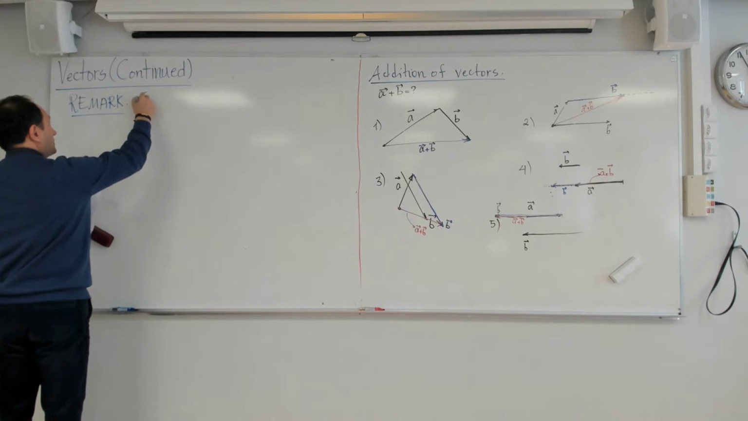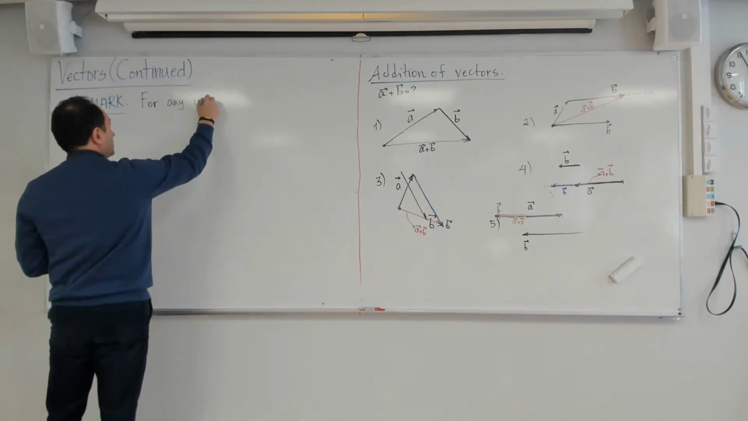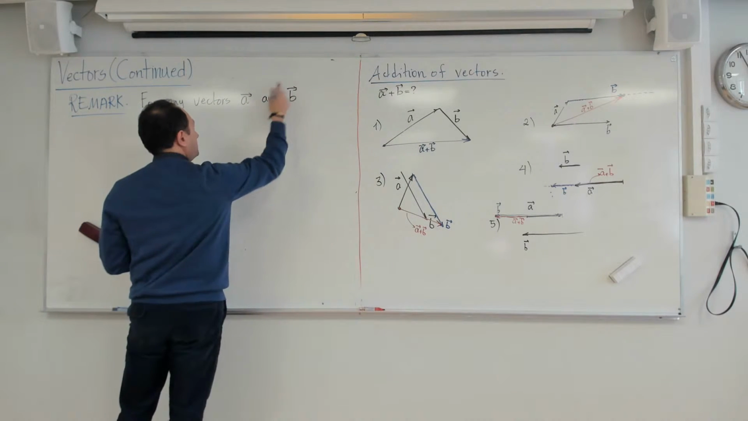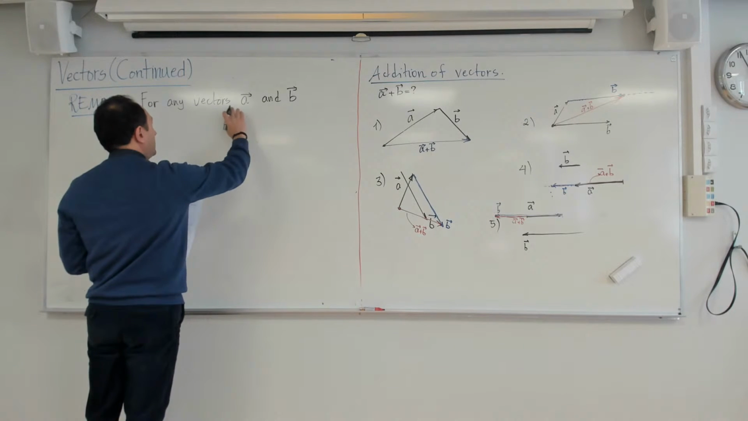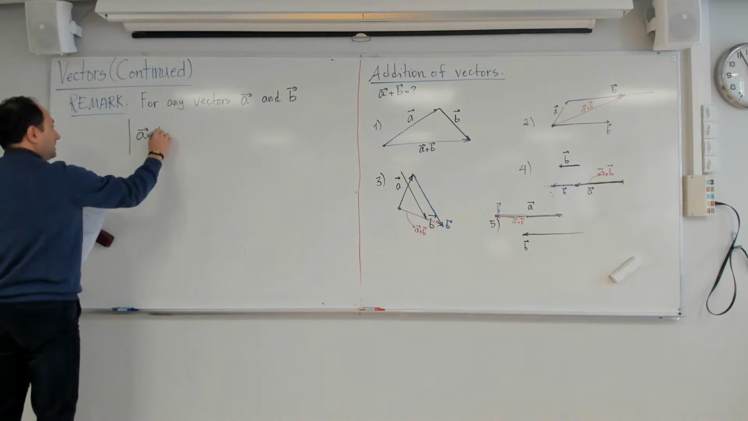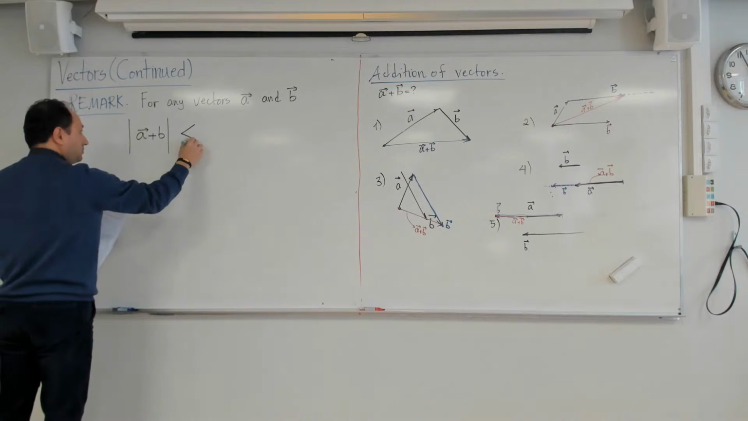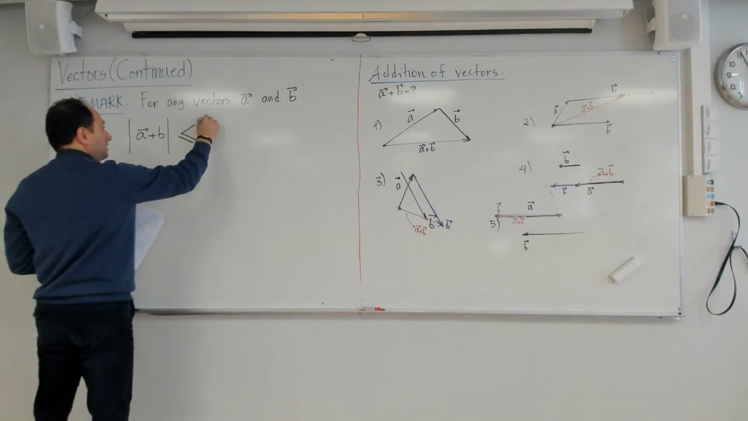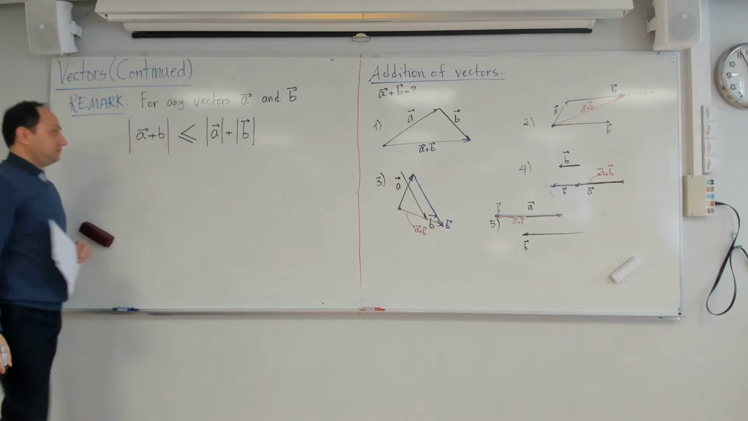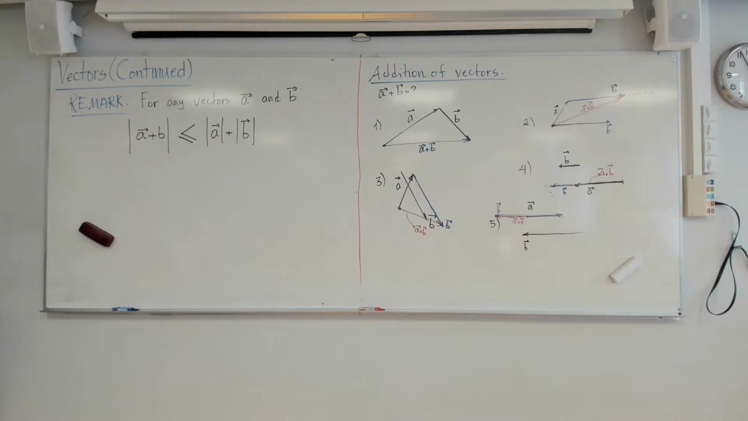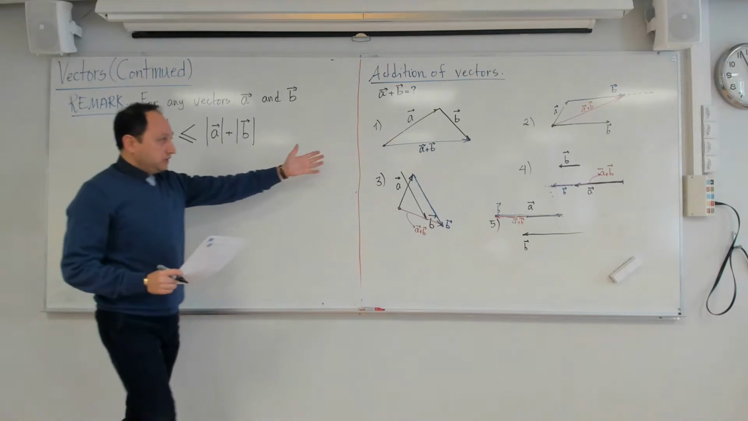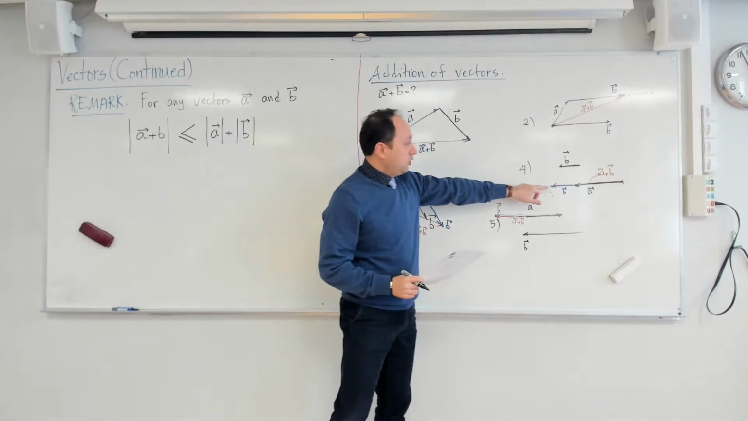For any two vectors, A and B, it doesn't matter. You don't need to see the picture to claim this. For any vectors A and B, the size of A plus B is less than, but sometimes equal to, the length of the first one plus the length of the second one. So don't misunderstand that I can write equality. Among all these 5 pictures, equality is happening only for this case.